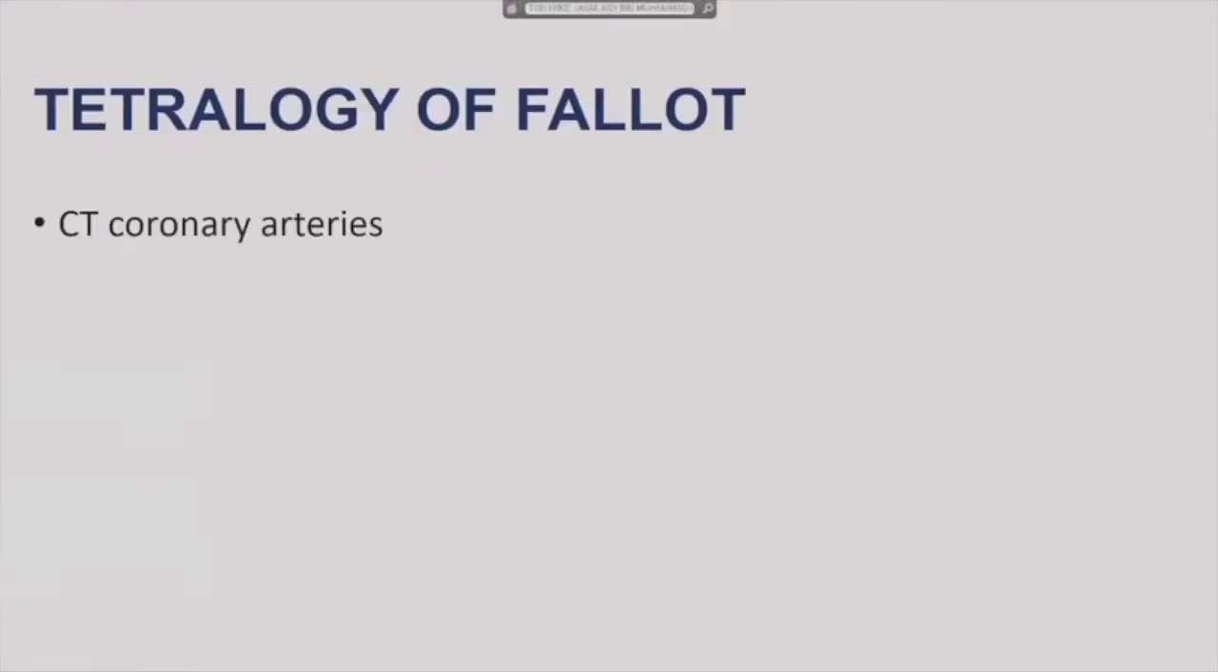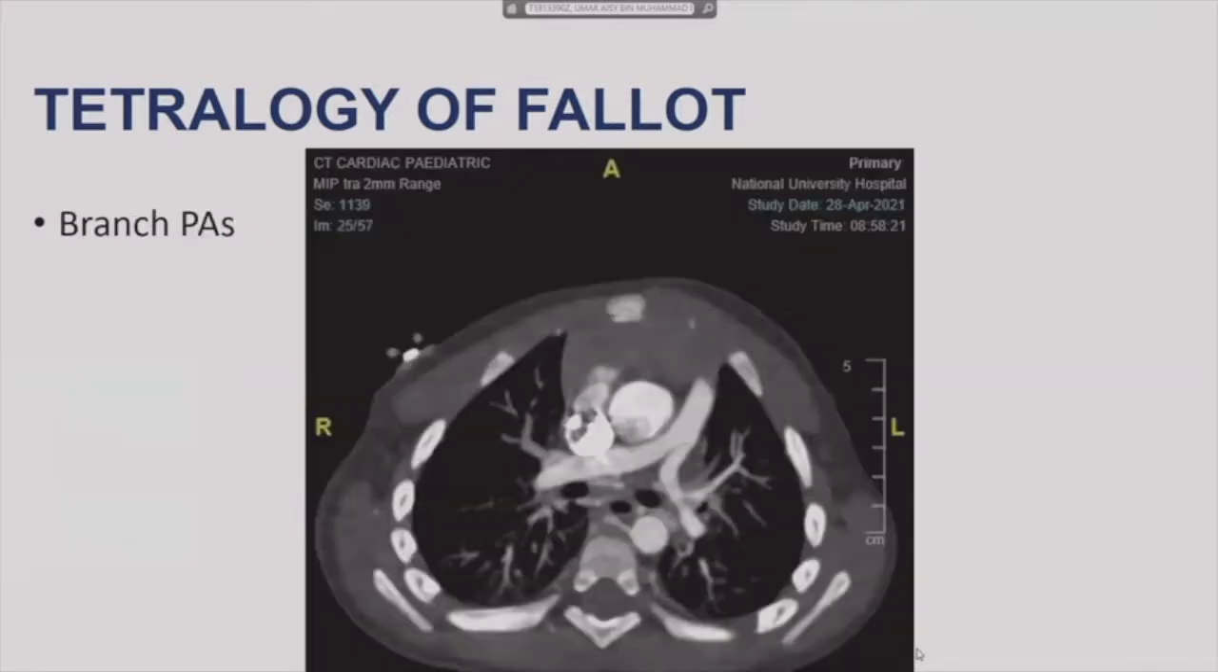So that's one of the applications of using cardiac CT in addition to echocardiogram in the setting of the tetralogy of Fallot: to look at the coronary arteries. Of course, there are other congenital heart diseases with coronary artery abnormalities that may benefit from coronary CT.